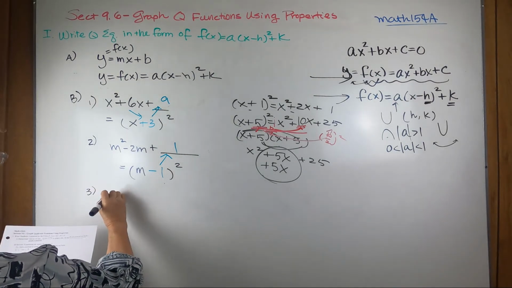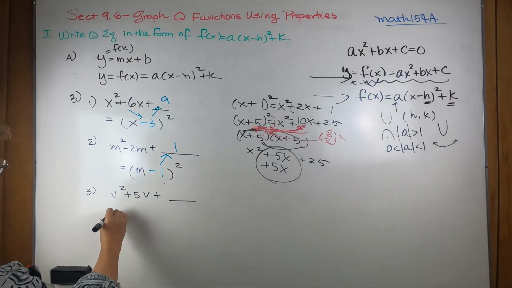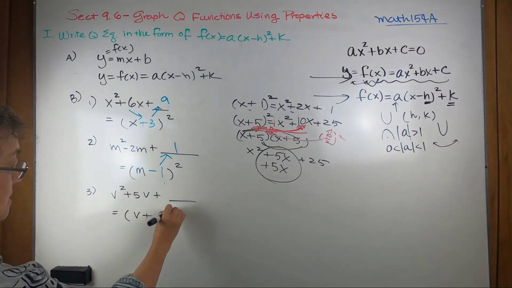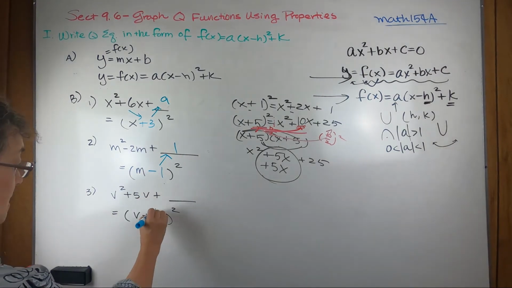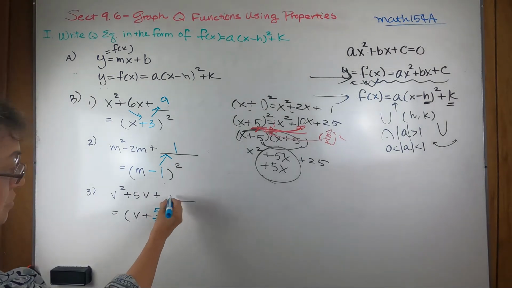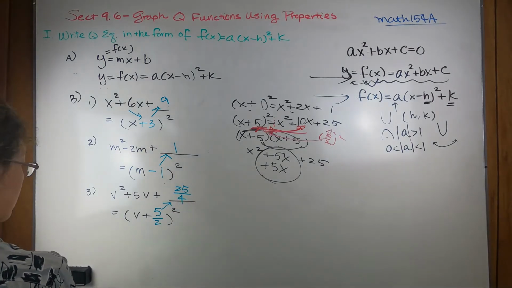If you have v squared plus 5v plus, if you need another number, what should you have? V plus something squared. So you need half of 5. Don't use 2.5. We don't use decimals unless it's applications for the answers. And usually for accuracy, we always use fractions, right? So half of 5 is what? 5/2. Then you need a third term to complete it. That will be 25/4, right?